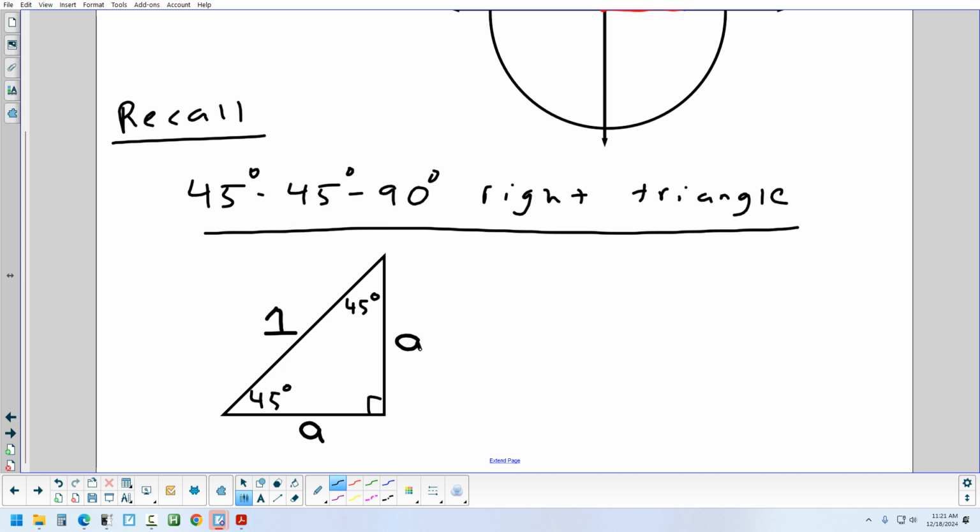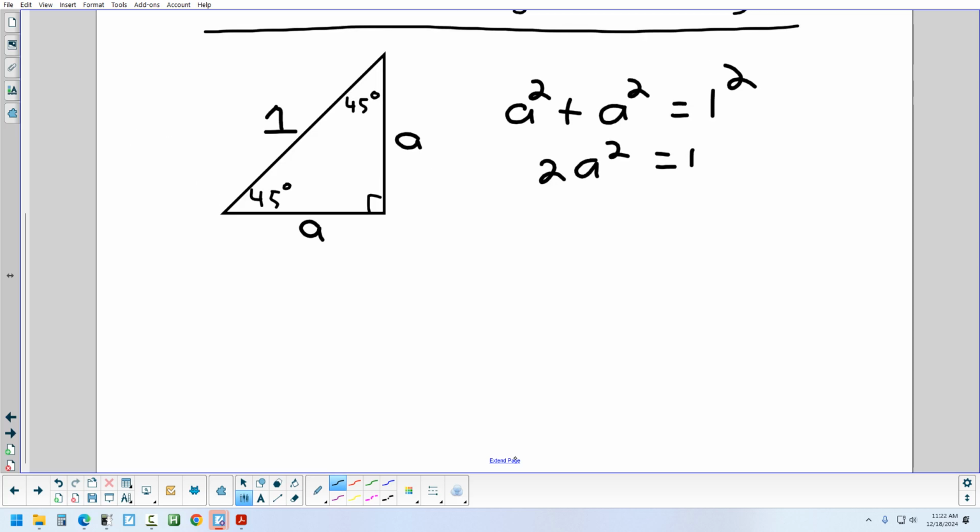What theorem could I use that would set up a formula involving the A and the 1? It's a squared plus b squared equals c squared, the Pythagorean theorem, because it's a right triangle. Can you explain how to plug into that theorem with my values that are on the board? So you would do a squared plus another a squared equals 1 squared. 1 squared is 1. So combine like terms: 2a squared equals 1.